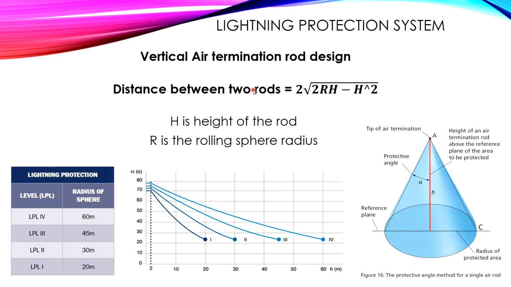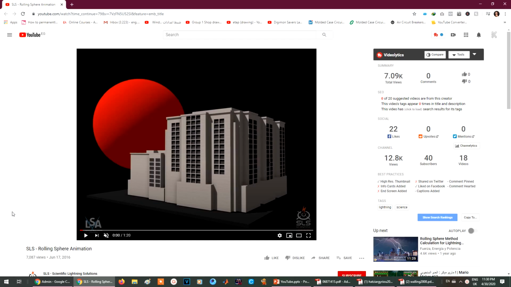Okay, now you will ask me, what is the meaning of the rolling sphere? This is an important question and a very interesting theorem, or theory. So let's go and see it. Now, the question is, what is the meaning of the rolling sphere? This is a video which I found on a YouTube channel called Scientific Lightning Solutions. I don't know if this is a company or what, but anyway, they provide an animation for the rolling sphere. So what does this mean?